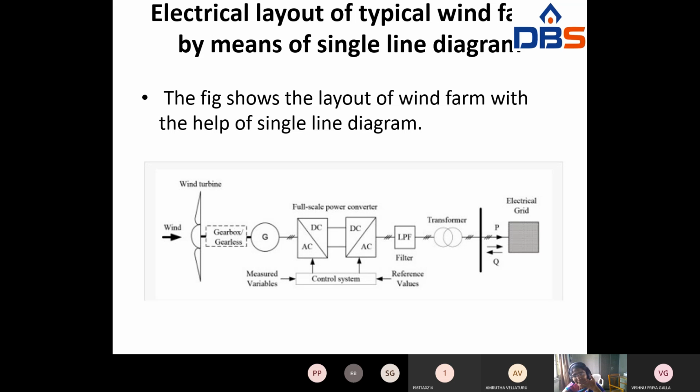Some amount of DC will be present in the AC, and by using the filters, the low pass filter (LPF), you can convert that into pure AC. Then by using the transformer you can transmit to the consumers, the electrical grid. So this is the layout of the wind farm.